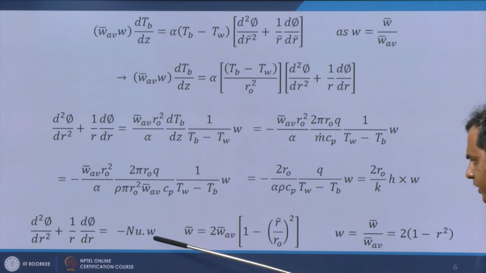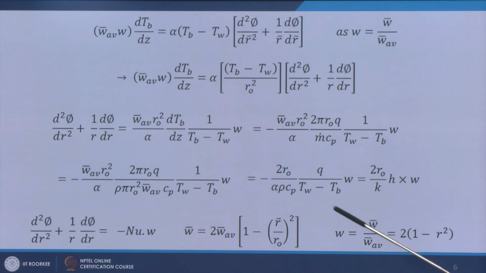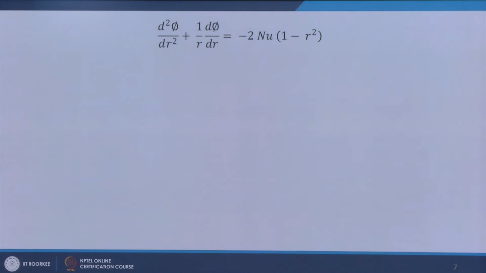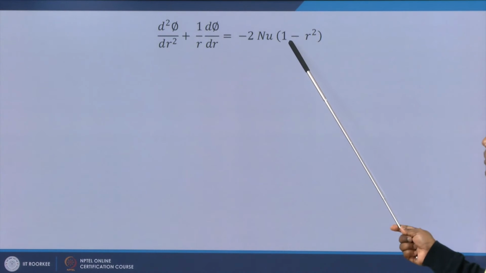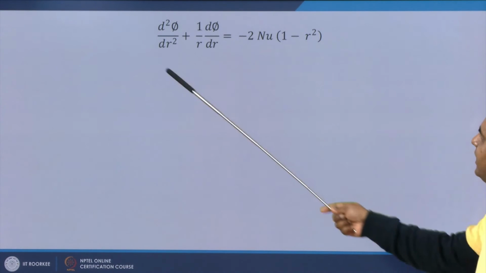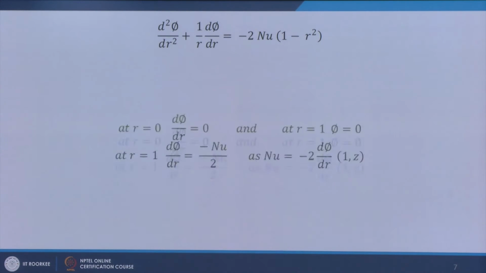Here this W is nothing but your parabolic profile, Hagen-Poiseuille flow we are considering. So W bar is like this, so W becomes 2 into 1 minus r square. So my final equation, once I put the value of W as 2 into 1 minus r square, is this. Let us also see the boundary conditions.